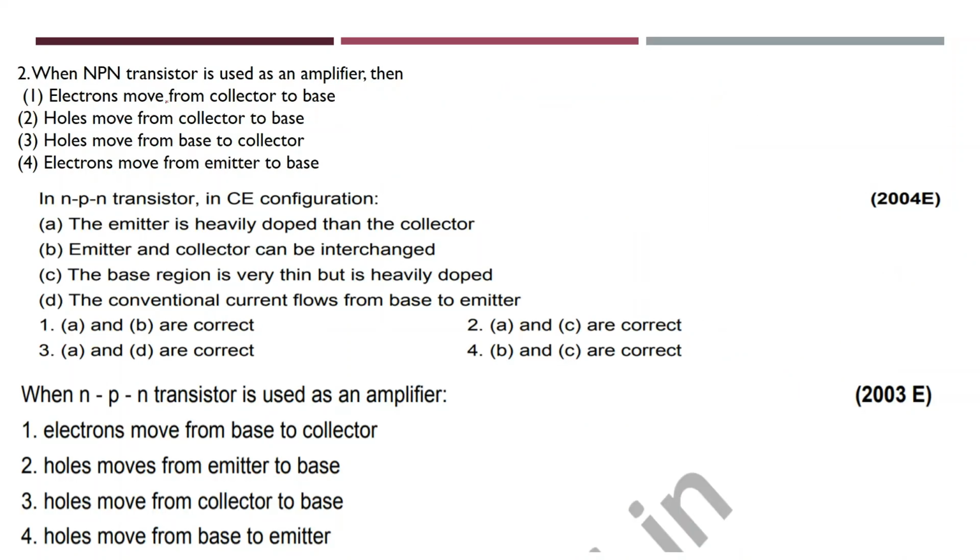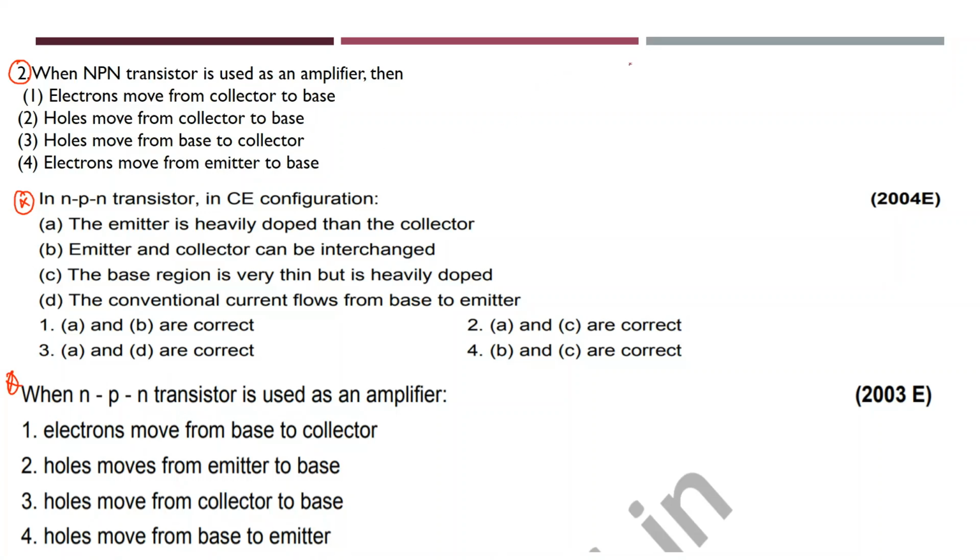For the next question, I have given 3 questions here. All of them are similar. That is the reason I have given the same questions. Let us see the first question. When an NPN transistor is used in an amplifier, then electrons will move from collector to base, holes will move from collector to base, holes will move from base to collector, or electrons will move from emitter to base.